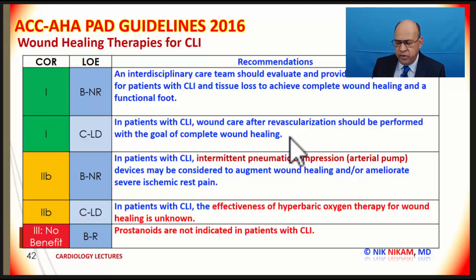We have to continue with the aggressive medical management of underlying medical conditions and also take appropriate steps for wound healing and preservation of the foot. In patients with chronic limb ischemia, intermittent pneumatic compression arterial pump devices may be considered to augment wound healing and/or ameliorate severe ischemic rest pain. Effectiveness of hyperbaric oxygen therapy for wound healing has not been established. Prostanoids are not indicated in patients with chronic limb ischemia.